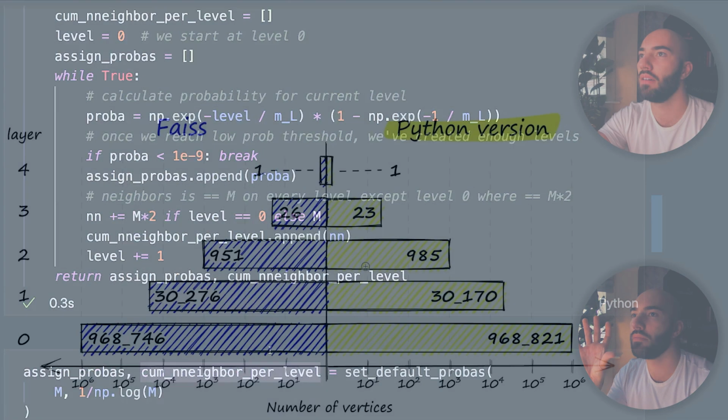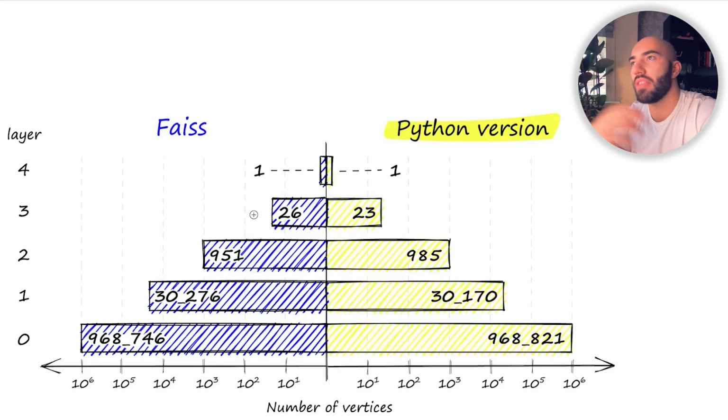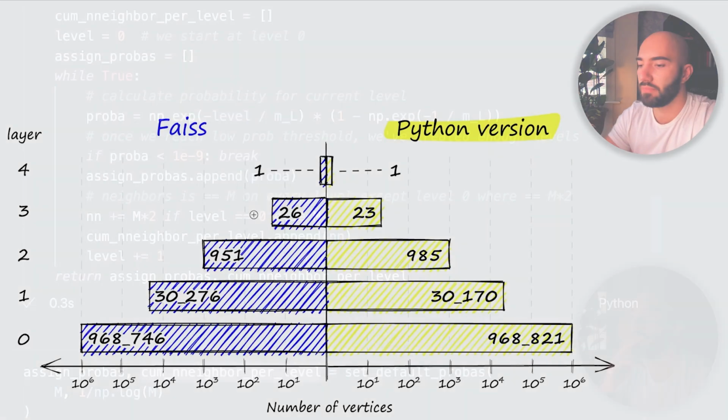Now, I also visualized that in this chart here. On the right we have our Python version, on the left we have our Faiss version, and I've included the numbers in there. Basically, it's pretty much exactly the same. It's off by a few here and there, but not much. So I thought that was pretty cool to see.